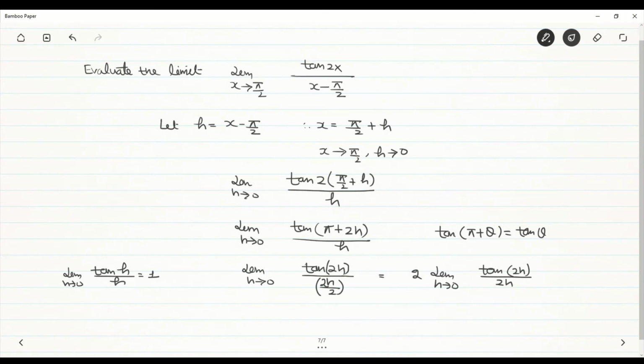And we can have the same logic here also, that when h is tending to 0, obviously 2h will also tend to 0. So this limit can be converted as limit 2h tends to 0 tan 2h upon 2h. Now if I apply the direct substitution method, this much gives me 1. So it is 2 times 1. That's how the limiting value of this function is 2.